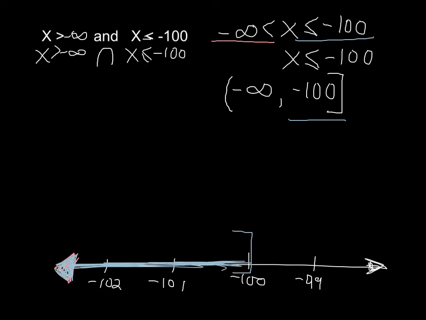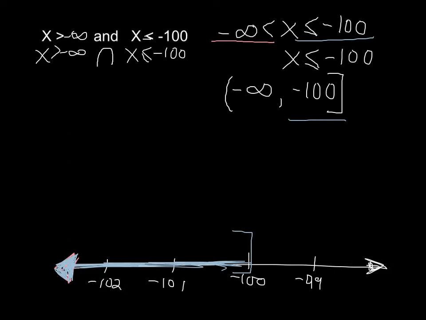Remember, I always like to color in the arrow if we go to infinity because that makes it really clear. If we stopped, it might look like I'm only going to negative 102.5 or something like that. But if I color in the arrow, that makes it very clear that we're going to infinity.